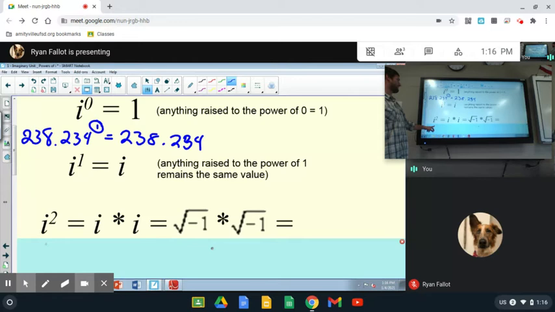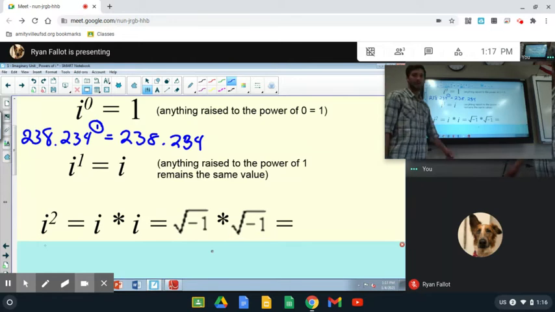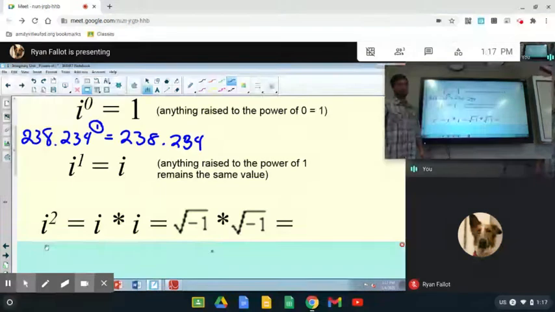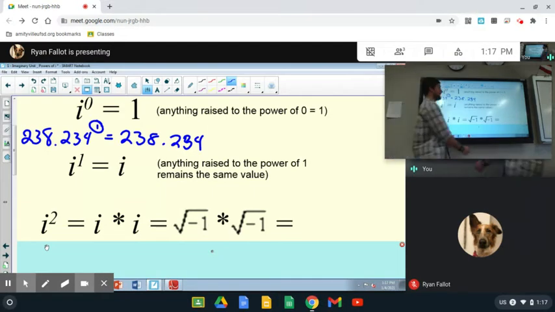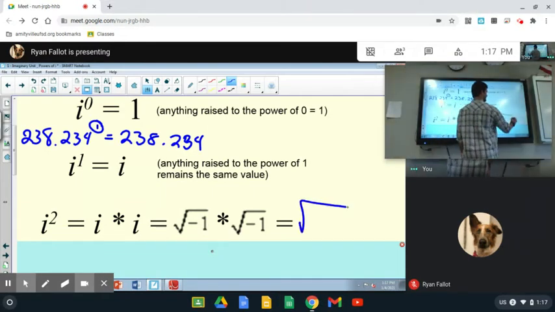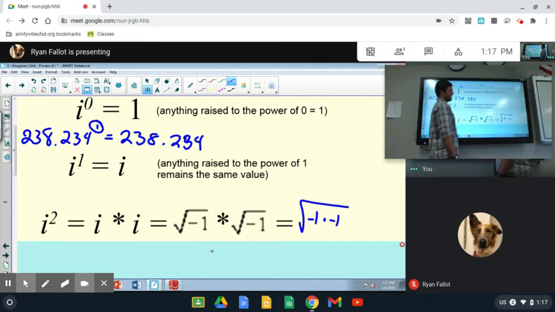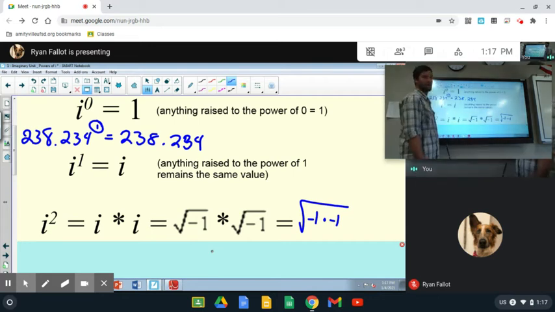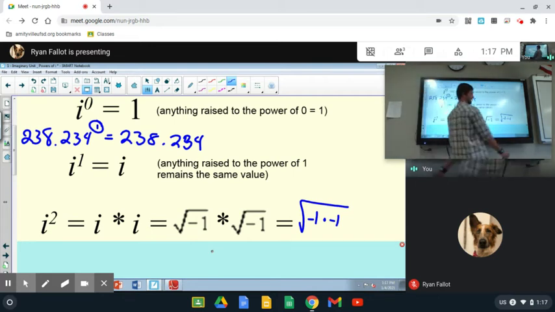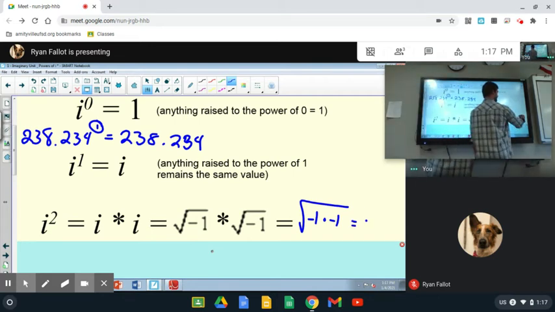But what happens when we get i squared? Well, i squared is the same thing as saying i times i. Well, we know that i is equal to negative radical 1. So negative radical 1 times negative radical 1. Let's see what that would look like. Negative radical 1 times negative radical 1 looks like this. Radical negative 1 times radical negative 1, or radical negative 1 times negative 1 would be radical 1.